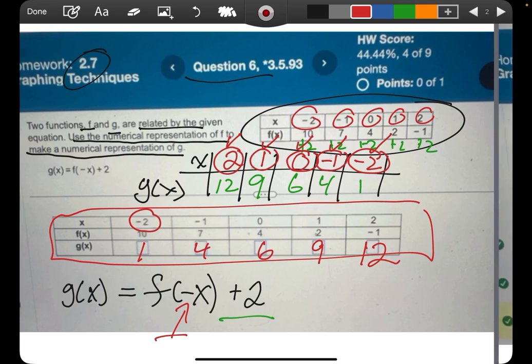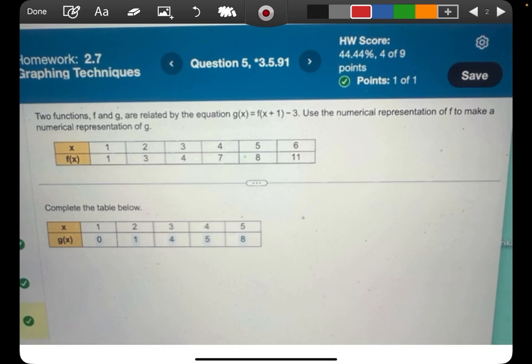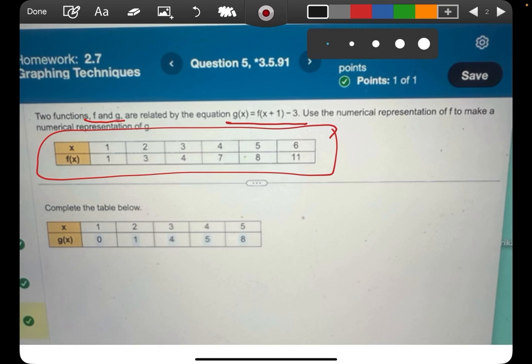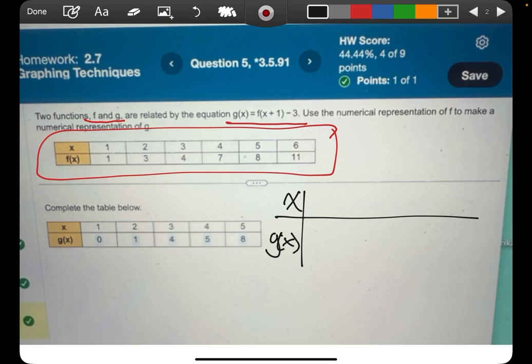Y'all, there's another one similar, right here, and it says we're going to do the same thing. Two functions, f and g, are related by this guy right here. Let's use the numerical representation of f, this table that we have, to write one for g. I know there's a table there, but I'm going to go ahead and write out my own, and let's see if we can figure out what we're supposed to be doing here. First thing I want you to notice, on the inside of my parentheses, we got a plus 1.